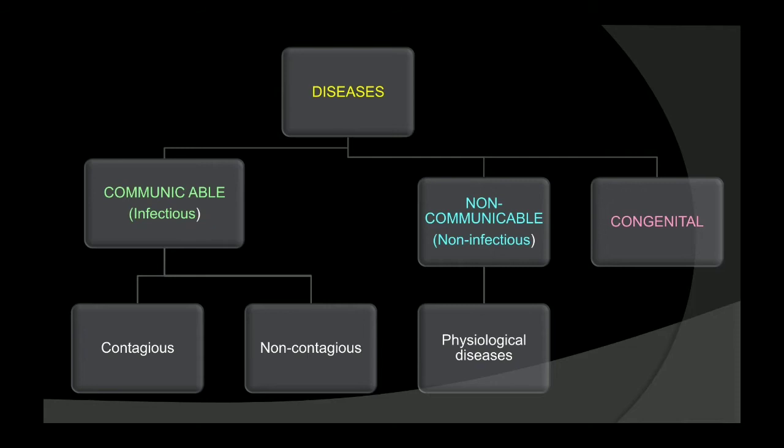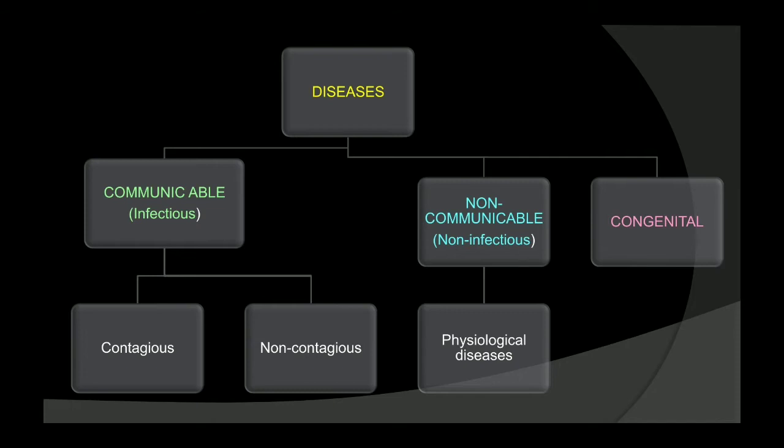Further, communicable diseases can be divided into contagious and non-contagious. A contagious disease is a disease which can be transmitted from person to person by direct contact. Whereas non-contagious means a disease which can be transmitted from one person to another, but not by direct contact, but with the help of a vector. Here, a vector is an animal or an insect or an organism which carries the disease causing organism from one individual to another individual.